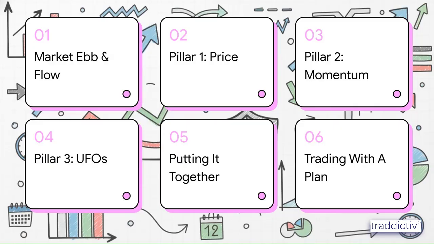First, we'll talk about the market's basic rhythm. Then we'll dive into three key pillars of analysis: price, momentum, and something called UFOs, which stands for Unfilled Orders. After that, we'll see how to put all those pieces together into a single powerful strategy, and maybe most importantly, how to build a solid trading plan around it.